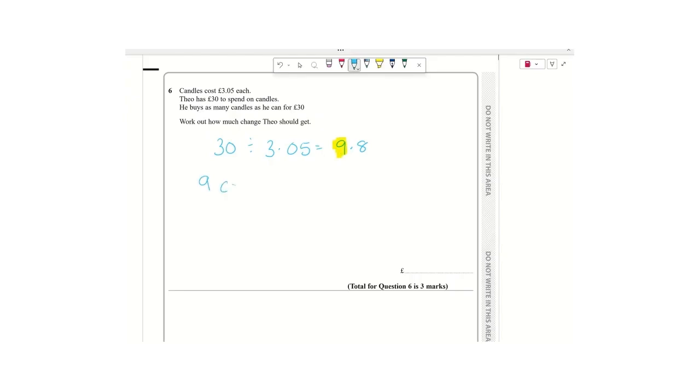So I'm buying 9 candles. So 9 candles is going to cost me 9 times £3.05. And if I pop that into my calculator, it will tell me that's £27.45. Now my question asked me how much change I should get. So I've got to do £30, take away my £27.45, which again I can plug in my calculator, and that will give me £2.55 as the change that I will get.